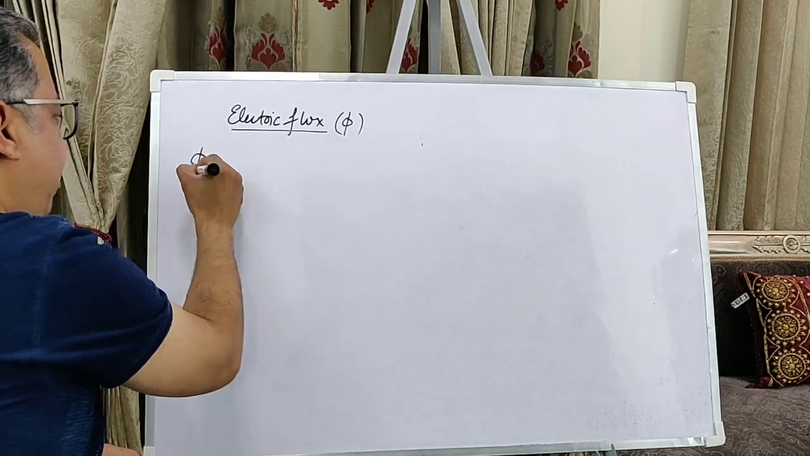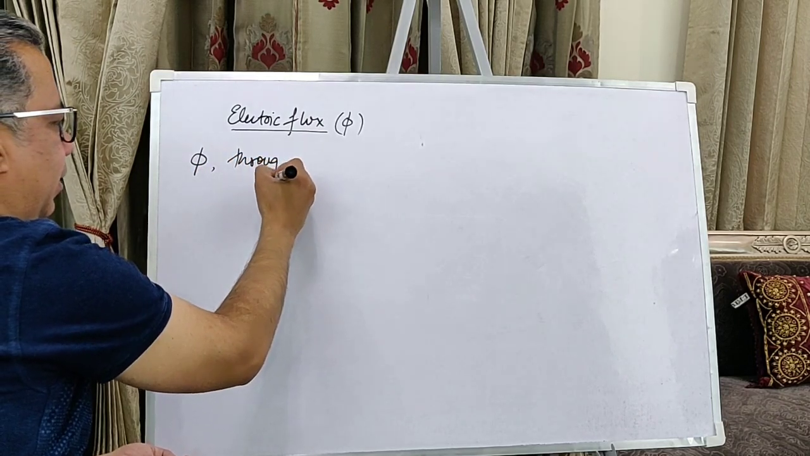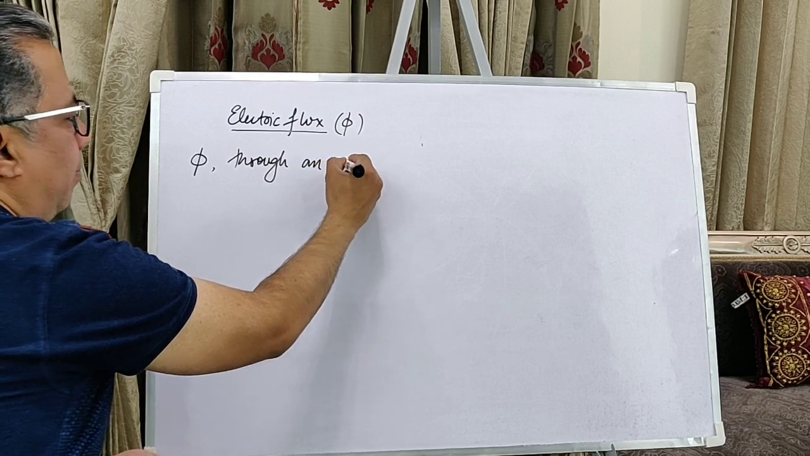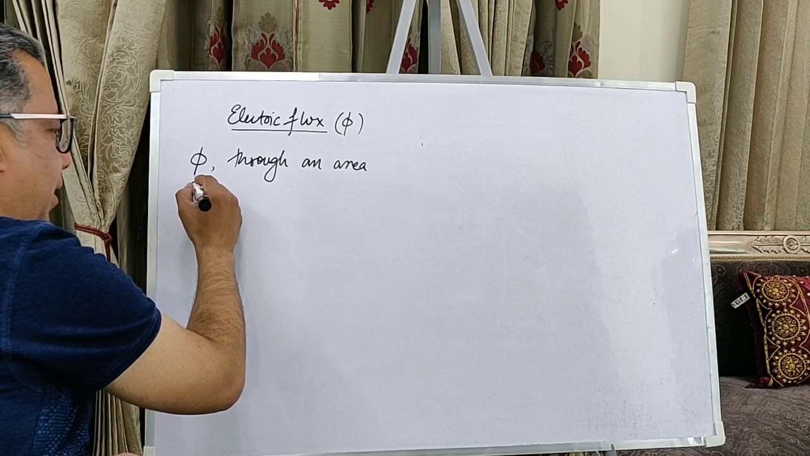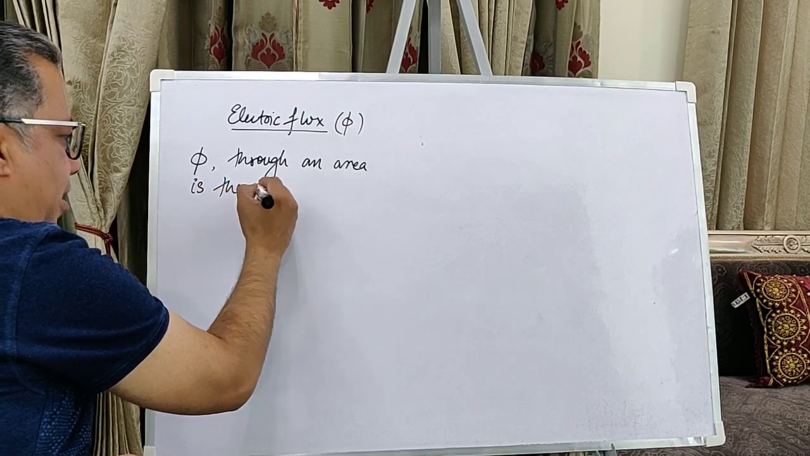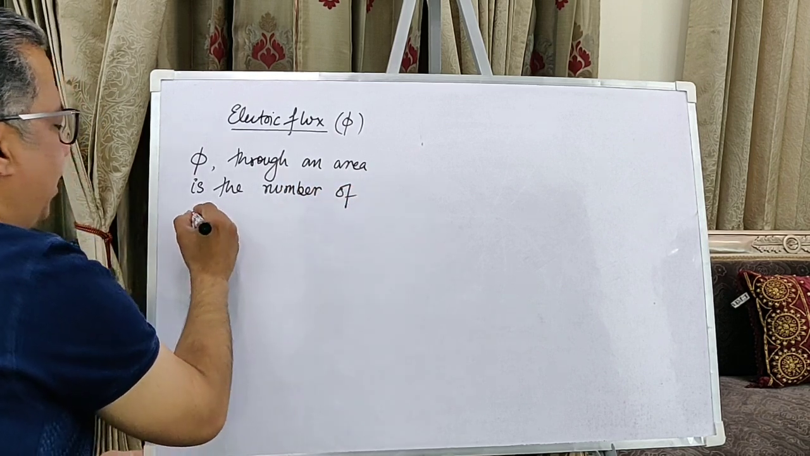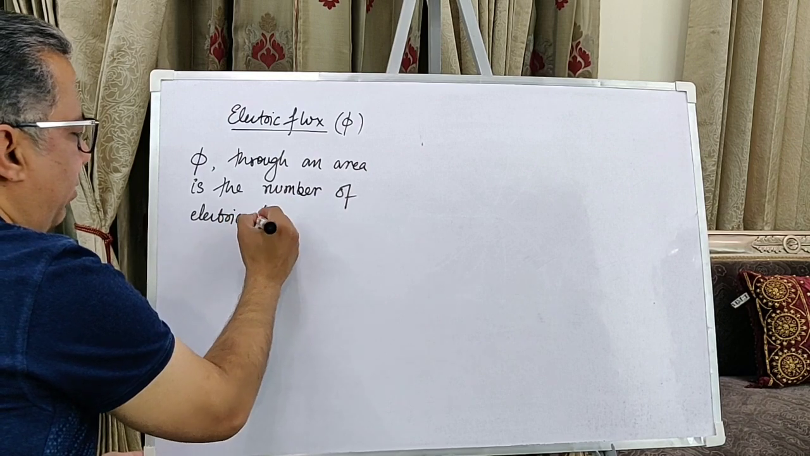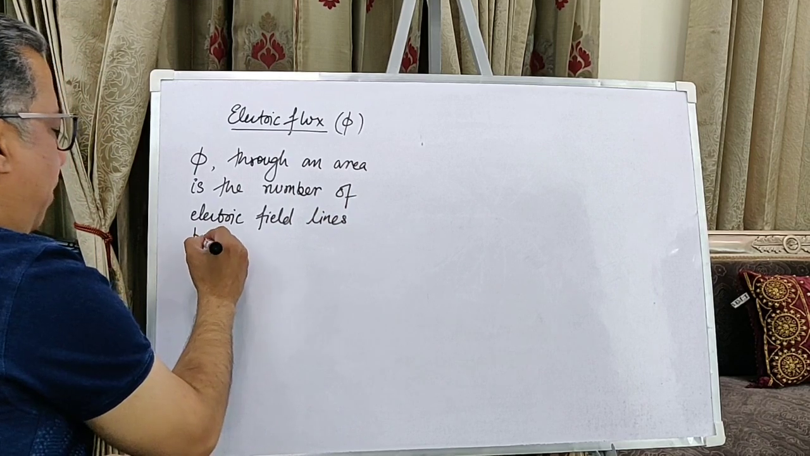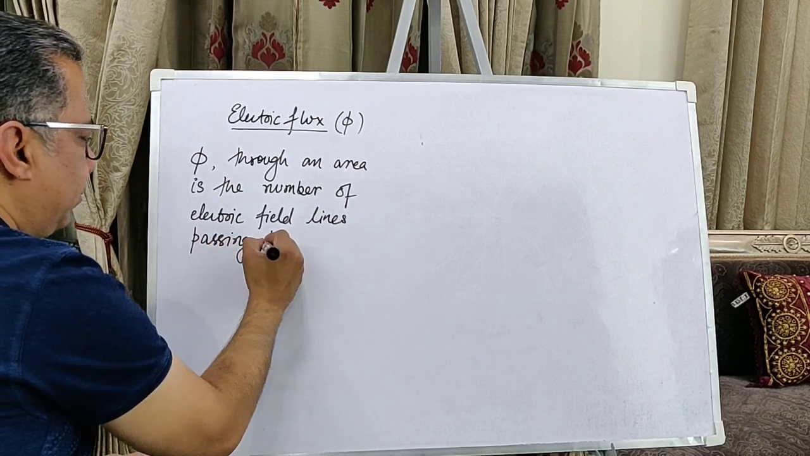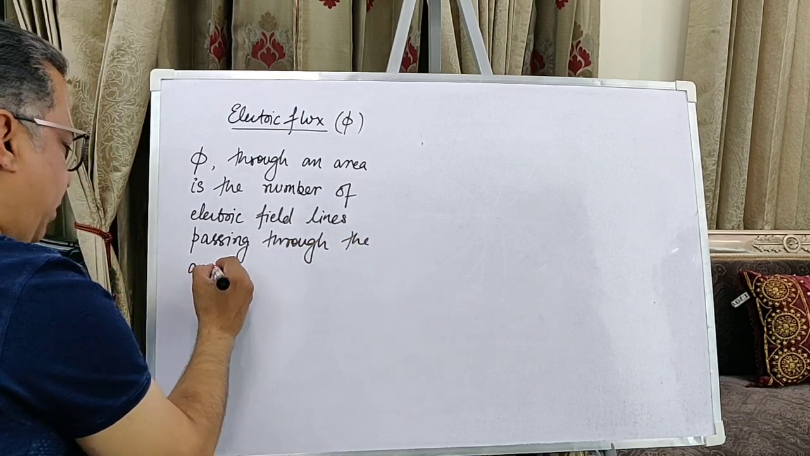Now phi, the flux through an area, can be visualized as the number of electric field lines passing through the area.